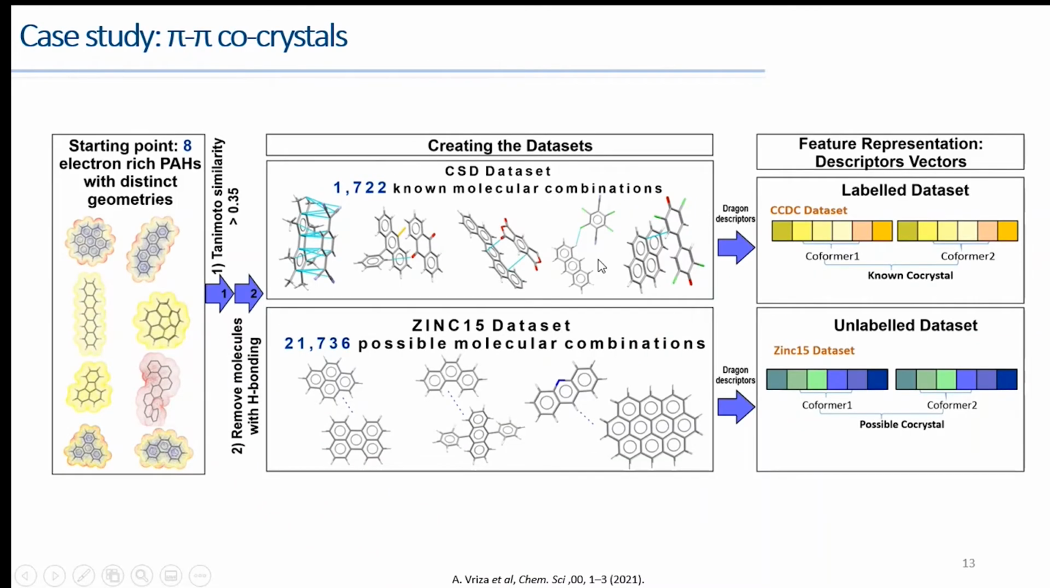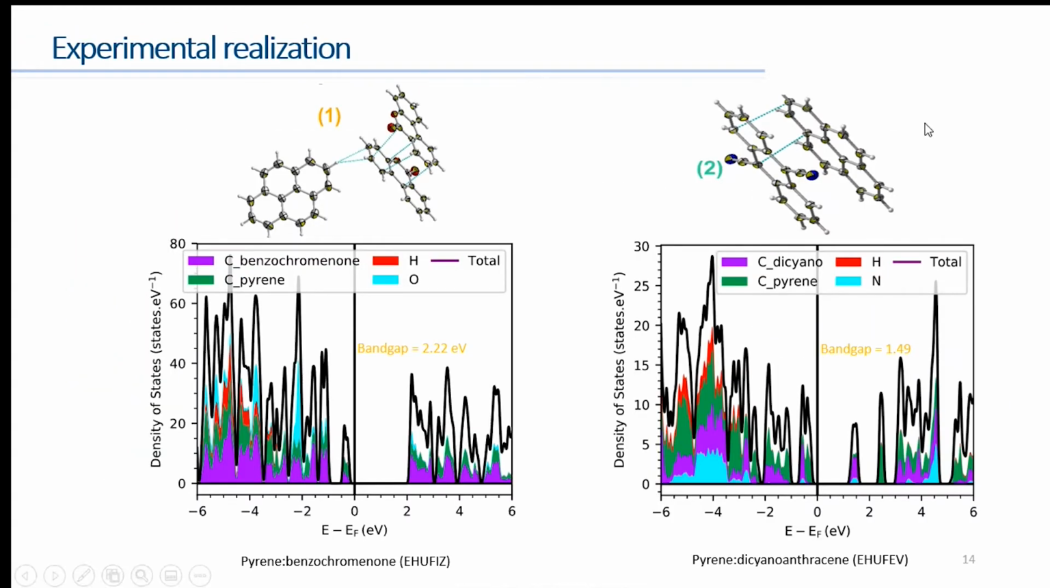So again, the workflow of how we created the 2 databases can be described here. Starting from 8 polyaromatic hydrocarbons, we created the 2 data sets: one from the CSD with 1,700 combinations, and one with 21,000 possible molecular combinations. We described them as 2 vectors with molecular descriptors that we got from Dragon software, and then we were able to make the 2 datasets, the labeled and the unlabeled. This work led to the synthesis of these 2 new forms. And by looking at the density of states of these 2 and measuring the band gap, we found out that the band gap of the second co-crystal was quite low and was in the region of semiconductors.